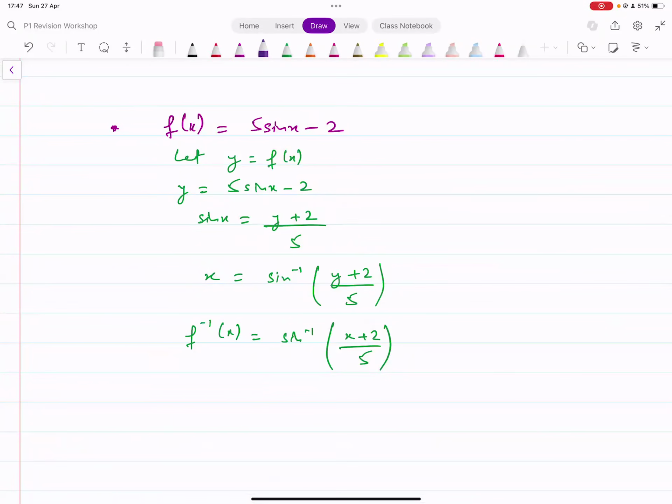Okay, so we talked about how to find the inverse of linear functions. Sometimes you'll have to find the inverse of a trigonometric function as well. Now that's not very complicated. For example, if you have a function like this, f of x equals 5 sine x minus 2, what is the inverse going to look like?